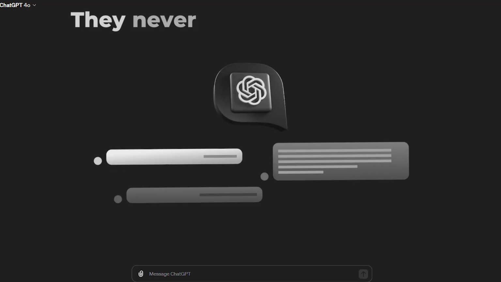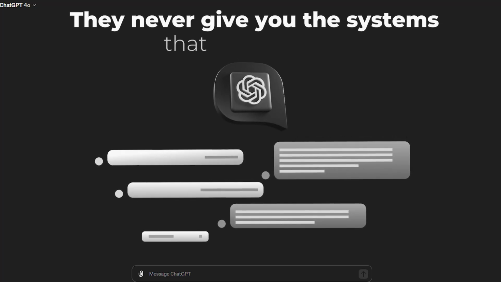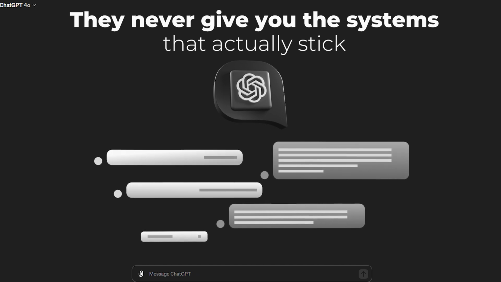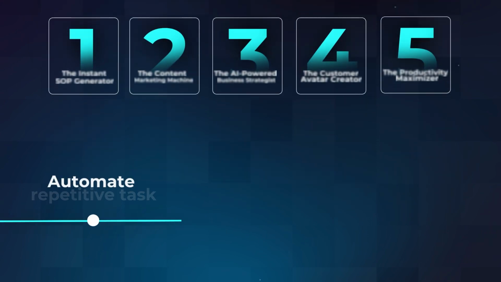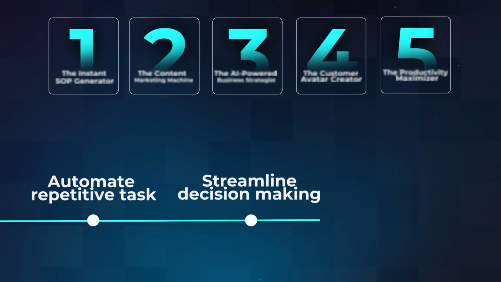But if you've tried all of those basic prompts, then you'll know that they never really give you the systems that you actually need and that actually stick. But my friends, that ends today, because I'm going to walk you through the 5 AI-powered ChatGPT prompts that will help you automate repetitive tasks, streamline decision making, and free up your time so you can focus on growth.